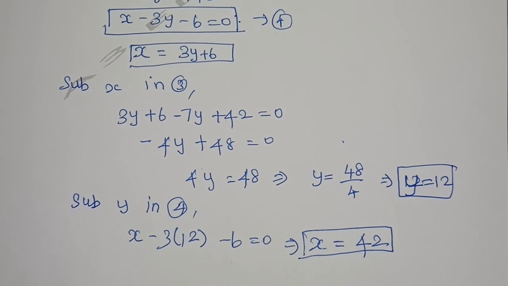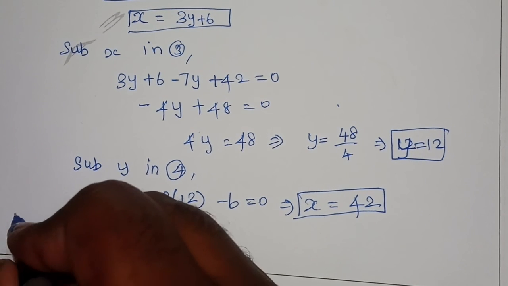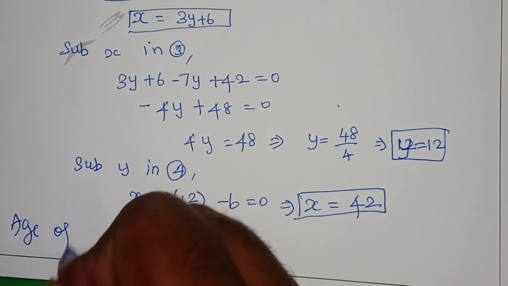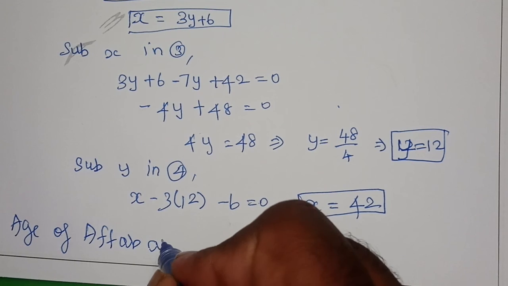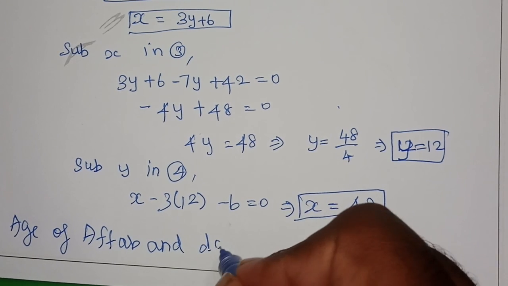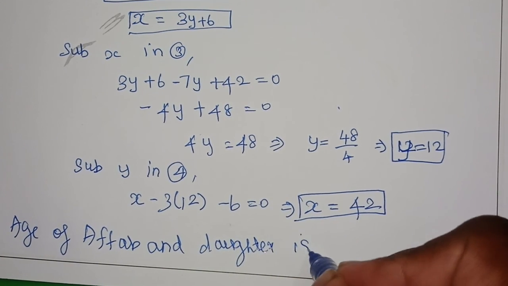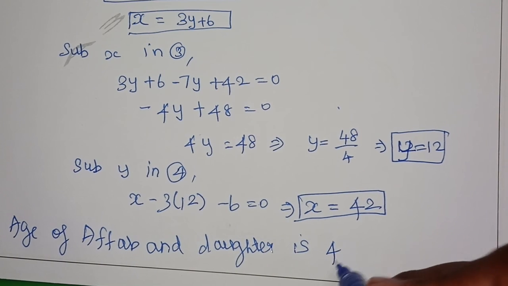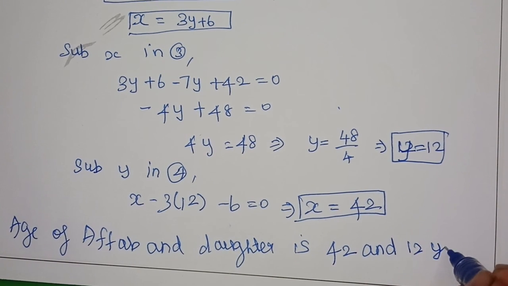Therefore, we got the ages of the two members. Therefore, Aftab's age is 42 and the daughter's age is 12 years.